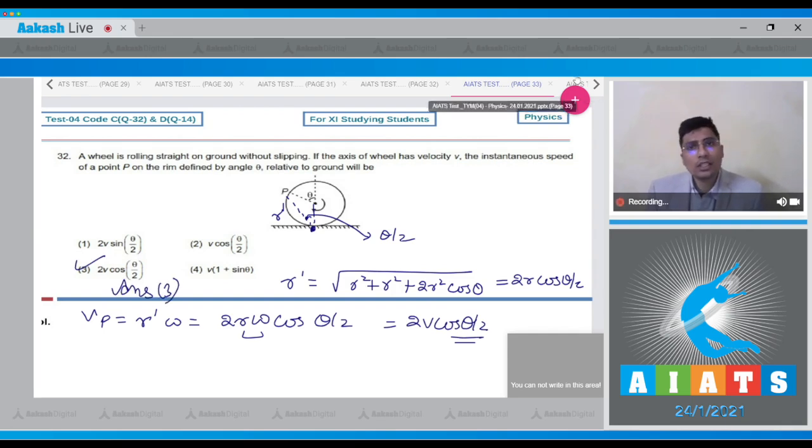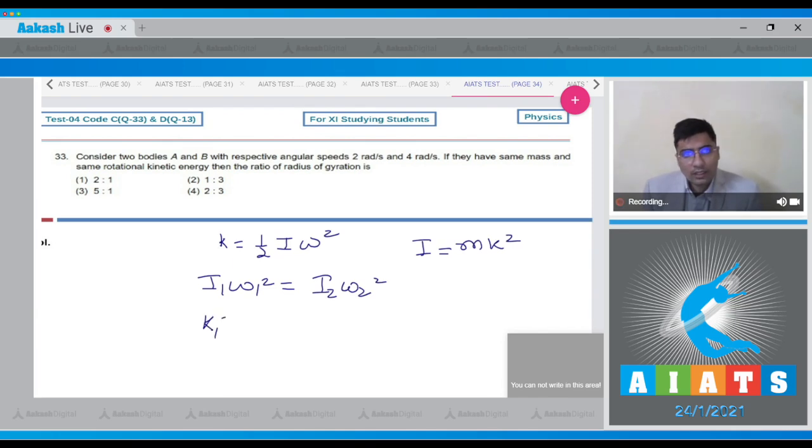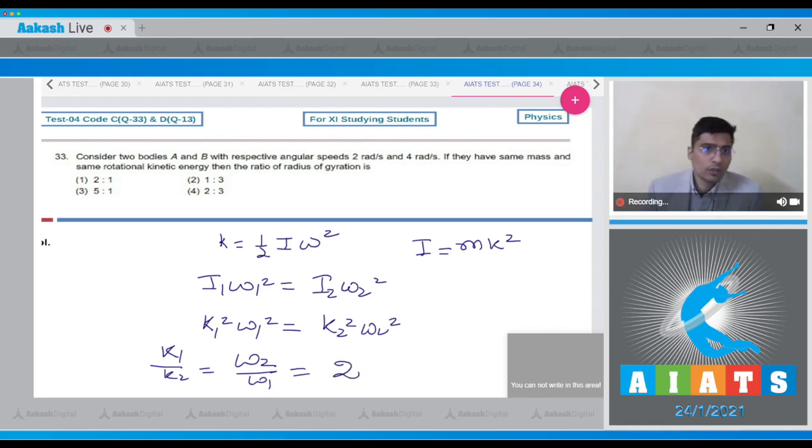Now let us move to question 33. Dear student, the kinetic energy is given as half I omega square. Since the kinetic energy in both the cases is same, we can write down that I1 omega 1 square is equal to I2 into omega 2 square. I can be written as mk square. So consecutively we can write down that k1 square into omega 1 square is equal to k2 square into omega 2 square. Meaning k1 by k2 is equal to omega 2 by omega 1, that is 4 by 2 equal to 2. And hence for this question the correct answer is option 1.